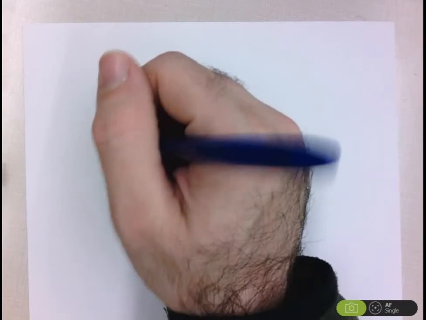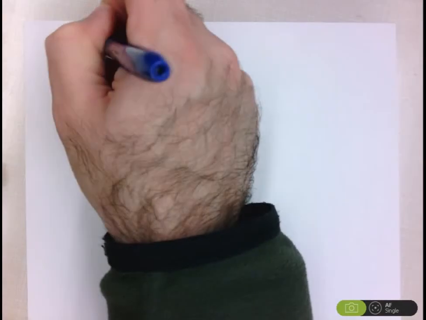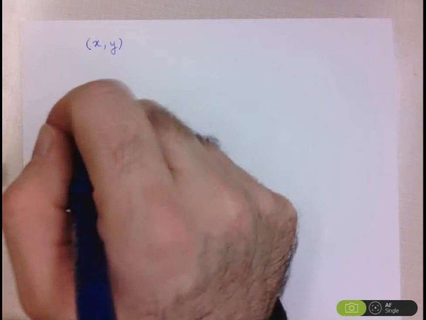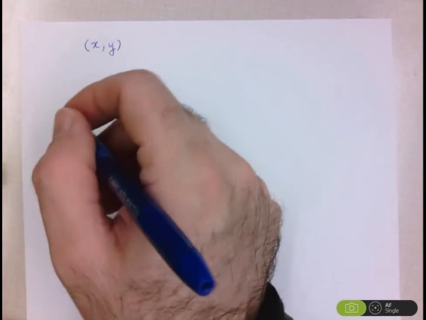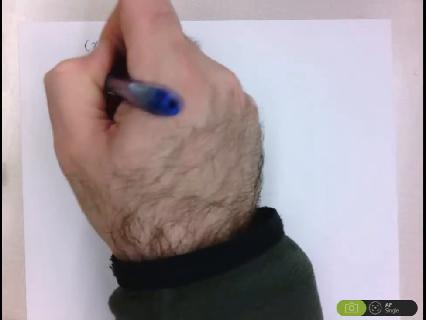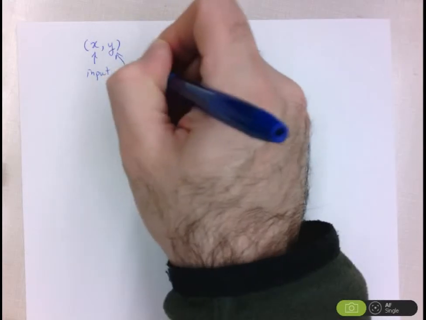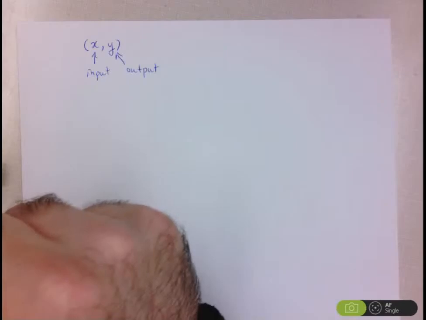Hi folks, today we're going to continue our discussion of relations and functions. So let's just recall that a relation, defined in the simplest way, is just a set of ordered pairs. Usually we call that first component x and that second component y. And this defines a relationship between these two variables. We think of the x as being the input, or the independent variable, and the y as being the output or the dependent variable.